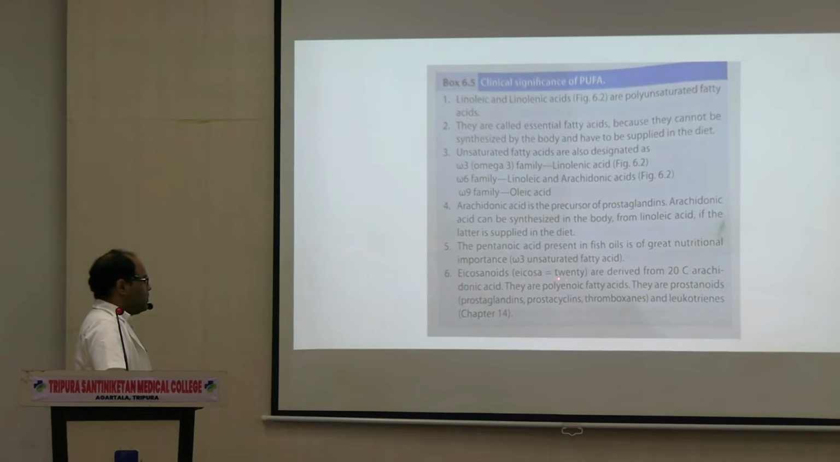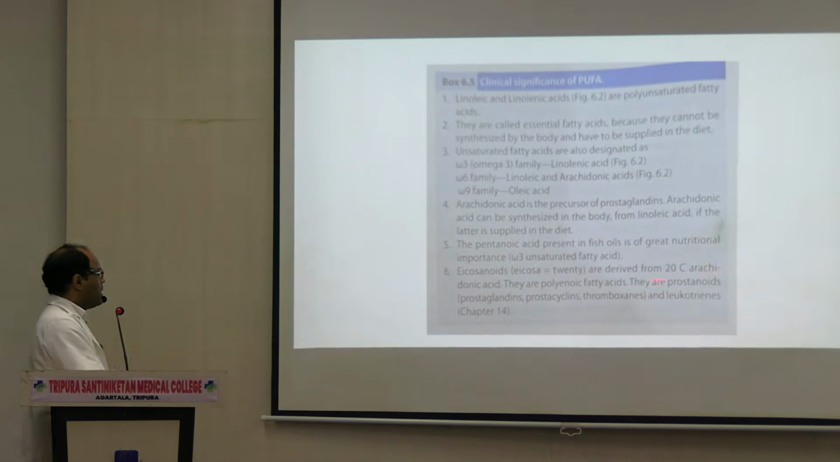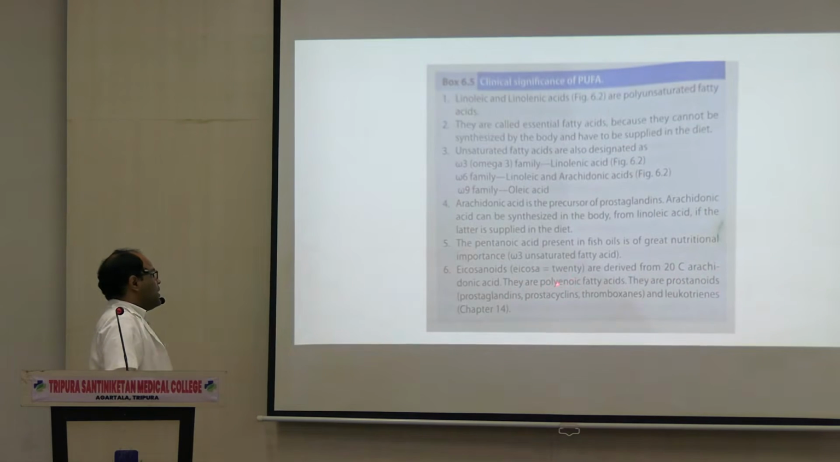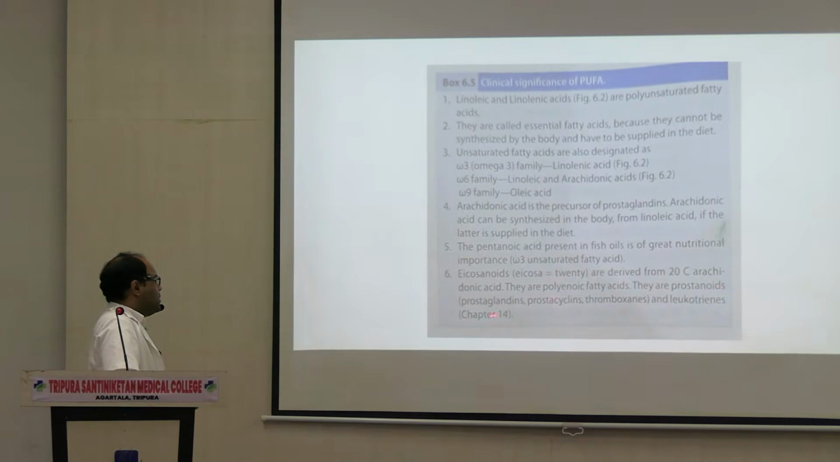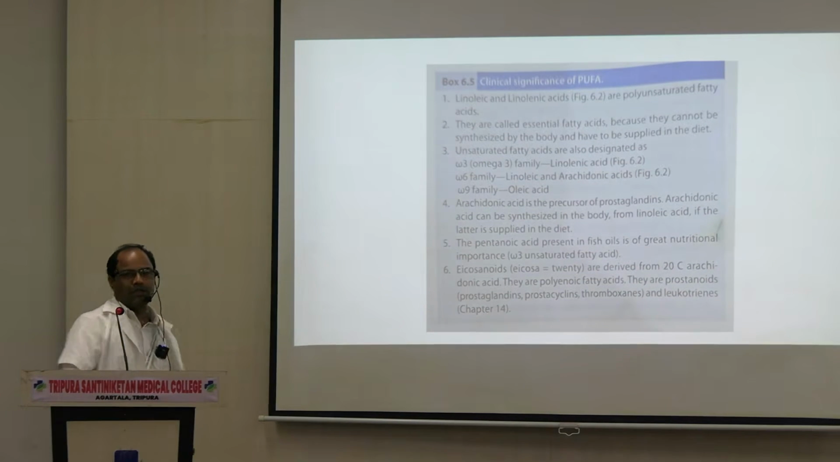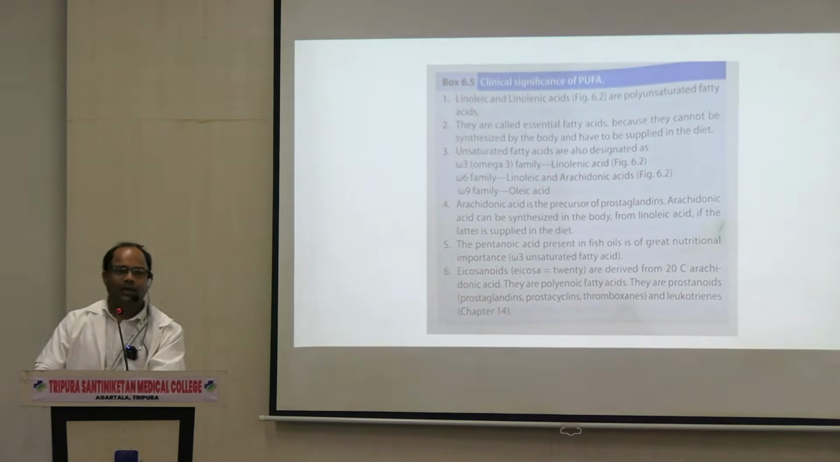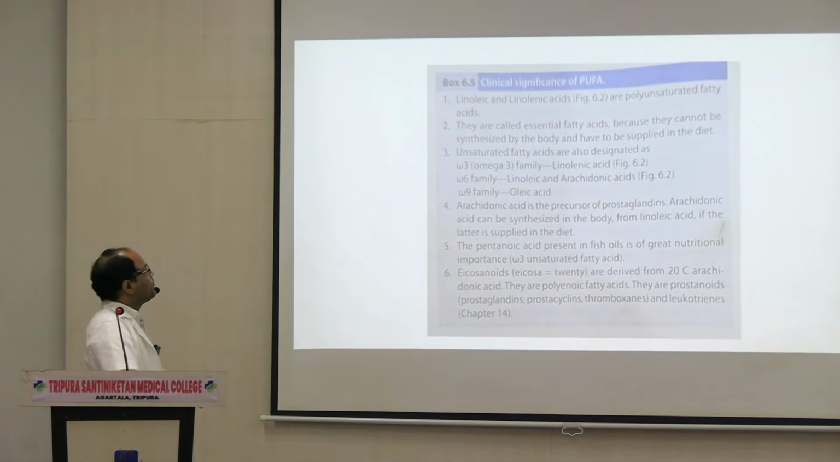The eicosanoids, 'eico' meaning 20, are derived from the 20-carbon arachidonic acid. They are polyunsaturated fatty acids. They are prostanoids: prostaglandin, prostacyclin, thromboxane, and leukotrienes. Okay, you will read in your next lecture classes, other classes, prostaglandin, prostacyclin, these things.